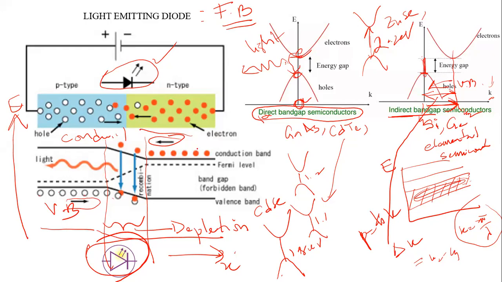Under forward bias, electrons are injected in the depletion region. Under forward bias, holes are also injected in the depletion region, and electron and hole recombination will occur. The recombination process will now involve emission of light if we use a direct band gap material.